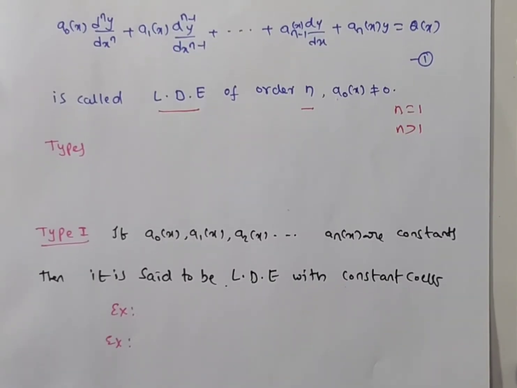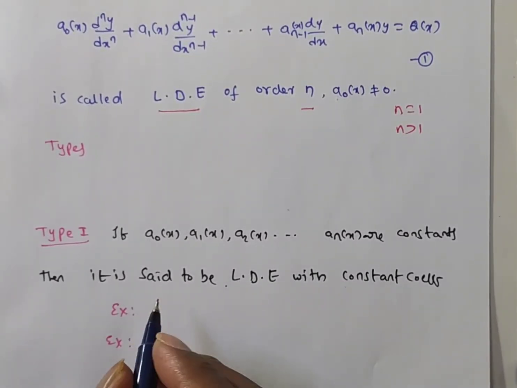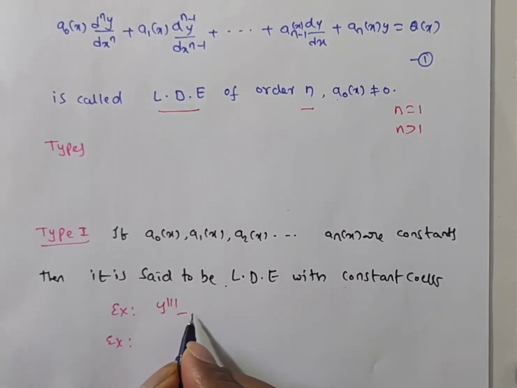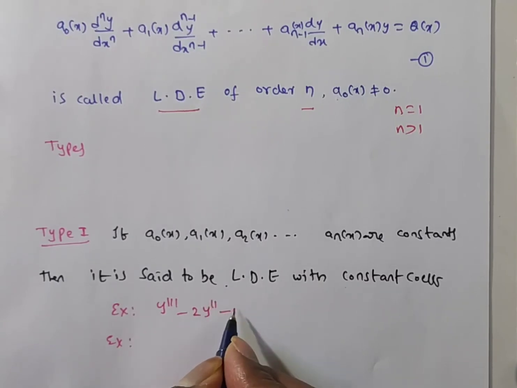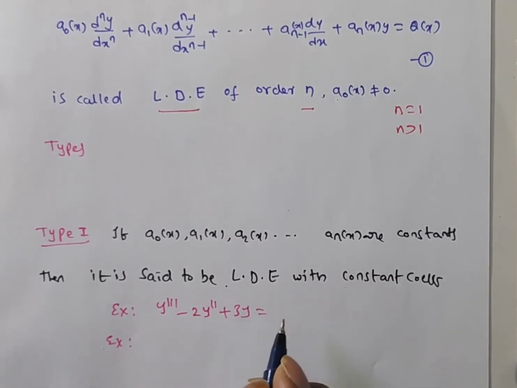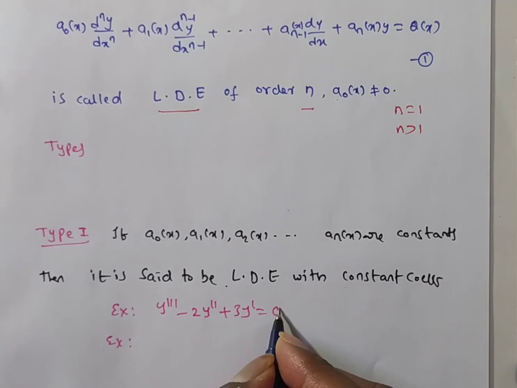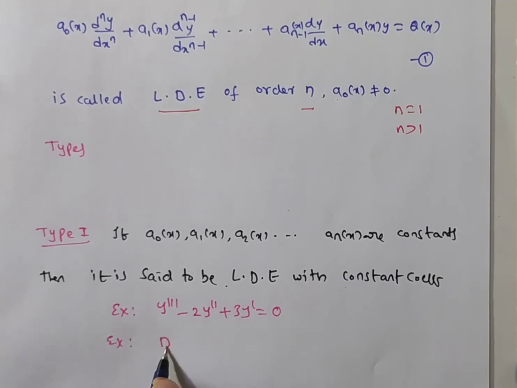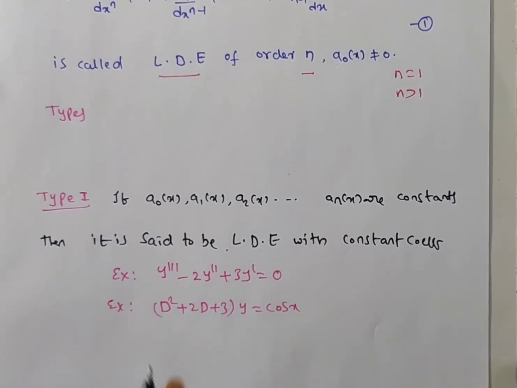For example, y triple dash minus 2y double dash plus 3y dash is equal to 0. This is a linear differential equation with constant coefficients. One more example: D square plus 2D plus 3 into y is equal to cos x. This is also a linear differential equation with constant coefficients.